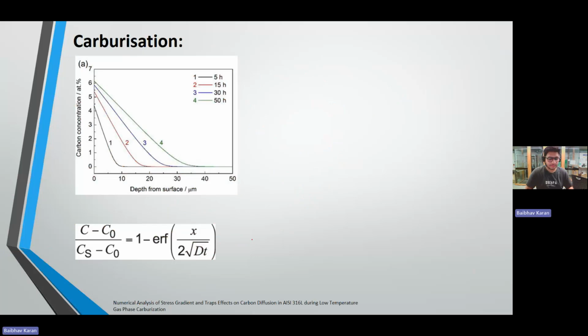Then we studied about carburization. Carburization is also a process which takes place by diffusion. What is carburization? Some materials do not have higher strength, so we are adding carbon to this material to show a property of higher strength. We are coating the surface of the material with carbon, and this diffusion takes place within the material too, at the surface. And this diffusion can also be defined as an error function value.